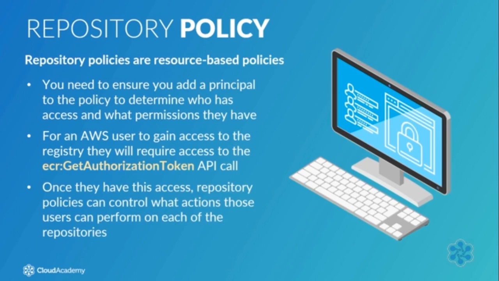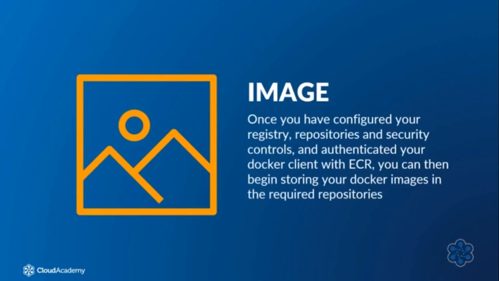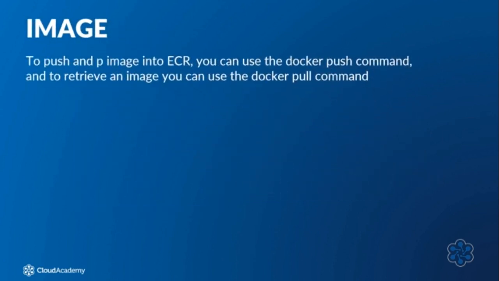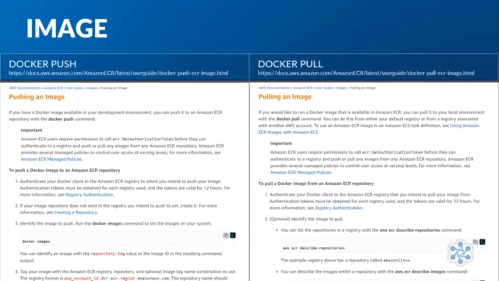These resource-based policies are created within ECR itself and within each of the repositories that you have. Once you have configured your registry, repositories and security controls and authenticated your Docker client with ECR, you can then begin storing your Docker images in the required repositories, ready to pull down again as and when required. To push an image into ECR, you can use the Docker push command, and to retrieve an image, you can use the Docker pull command. For more information on how to perform both a push and a pull of images, please see the following links.